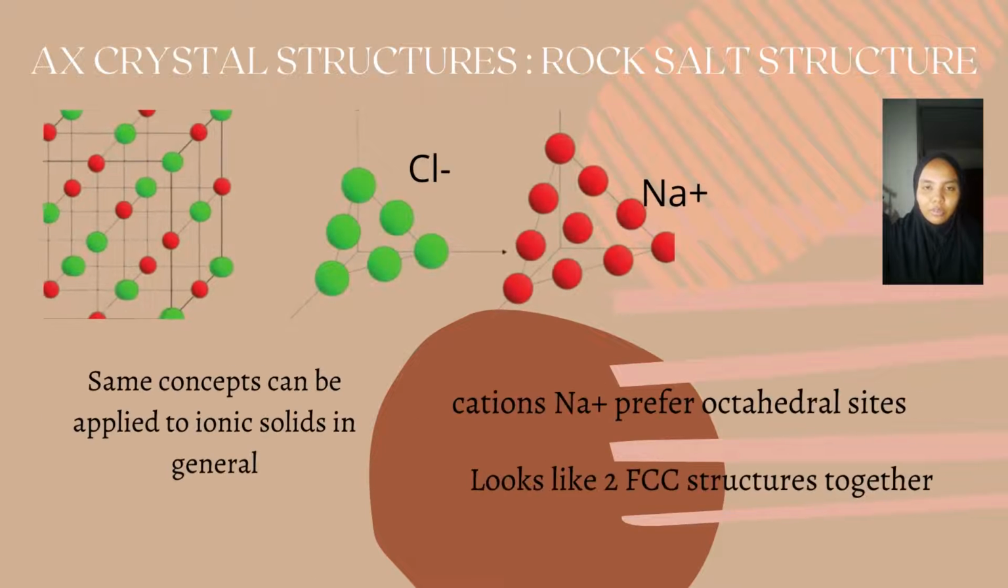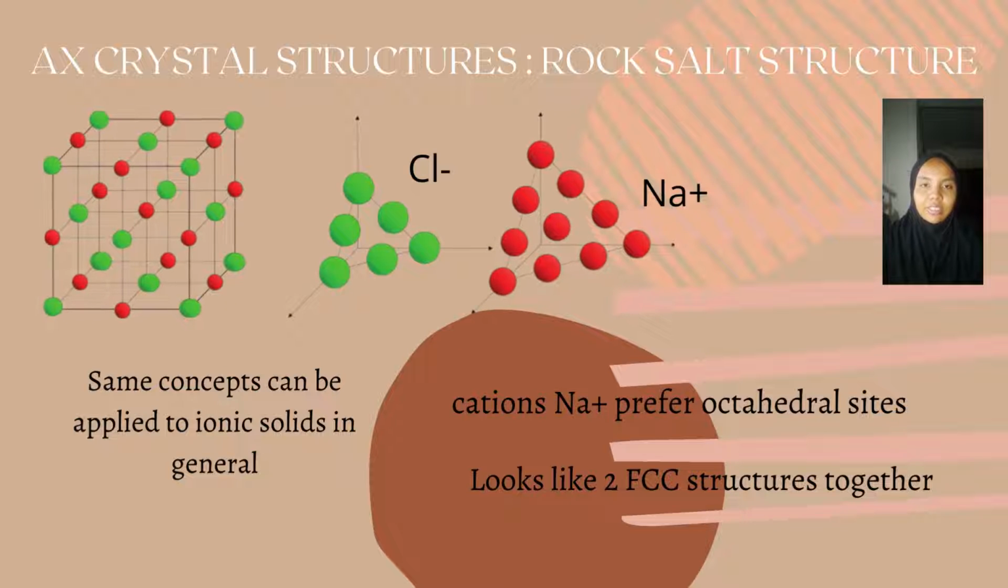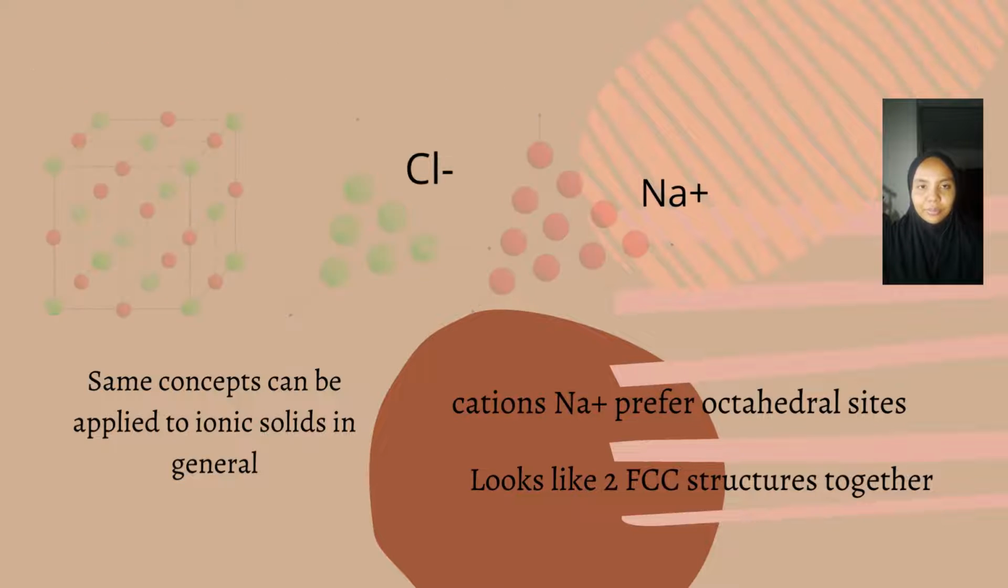The first structure for crystal structure is the AX crystal structure, the rock salt structure. The example for this structure is NaCl, sodium chloride. The same concepts can be applied to ionic solids in general. Cations, sodium, prefer octahedral sites.